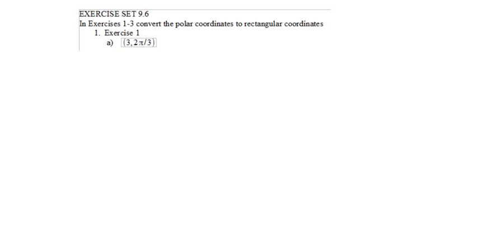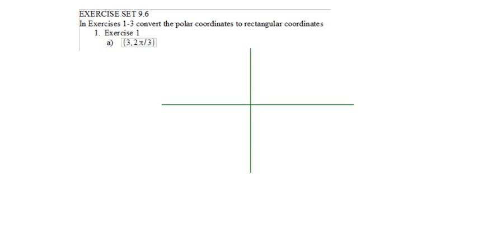Alright, so we're going to convert polar coordinates to rectangular coordinates. Polar means we're talking about a coordinate designated by the radius or the hypotenuse and the angle. So let's analyze this one. The 3 is going to be the radius, or the hypotenuse of a triangle, and the 2 pi over 3. Well, you need to know what pi over 3 is. Pi over 3 is 60 degrees.